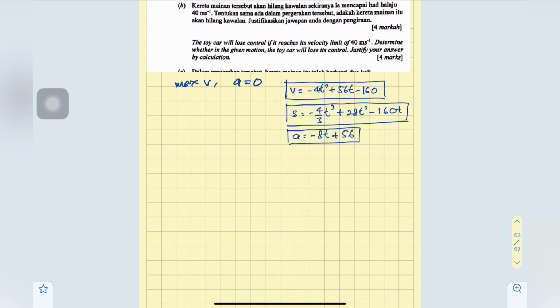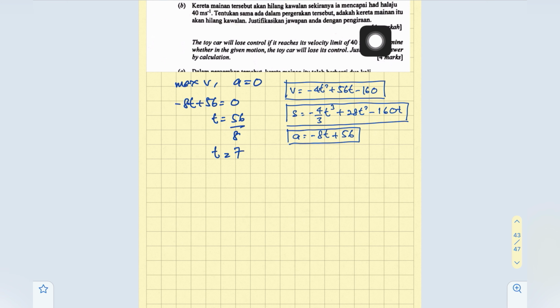A equals to 0, kita ada negative 8t plus 56 equals to 0. Then t equals to 56 over 8, which is t equals to 7. Okay, kita kena test. Kita kena masukkan kita punya t into V, supaya kita nak tengok kita punya V ni capai tak 40. Sebab dia tanya dekat situ, determine whether the given motion the toy car will lose its control. Kita nak tahu car ni lose control tak.